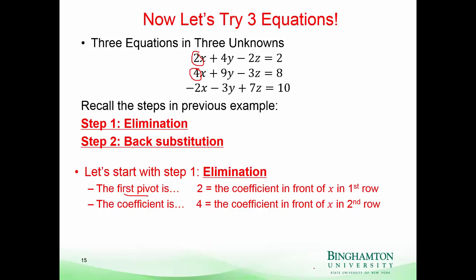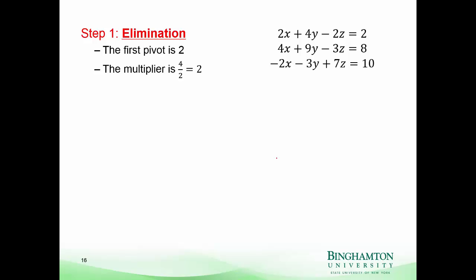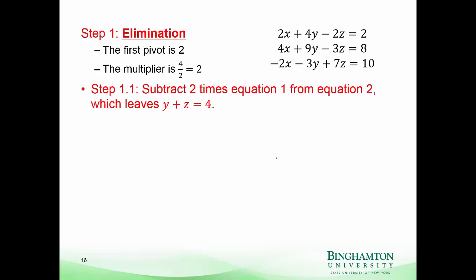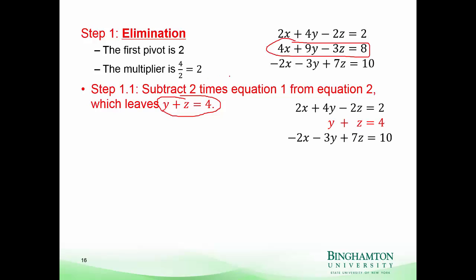So we want to take as our multiplier 4 over 2 is equal to 2. So we're going to multiply this top equation here by 2. And so when we do that, we get our multiplier is equal to 2. Subtract 2 times equation 1 from equation 2. And when we do that, this equation is converted into this form. So we now have y plus z is equal to 4. And so that's the result of that first elimination.